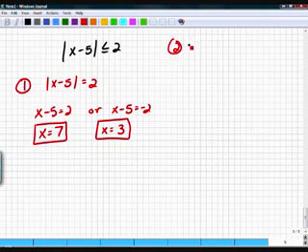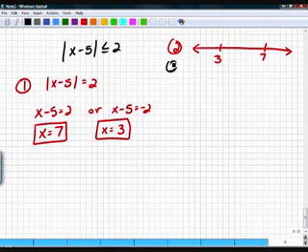Step 2. Put them on a number line. Here's 3. Here's 7. That's step 2. That was easy. There you go. Step 3, pick some numbers. You've got 3 intervals. 0's in this one, 4's in this one, and 8's in this one.